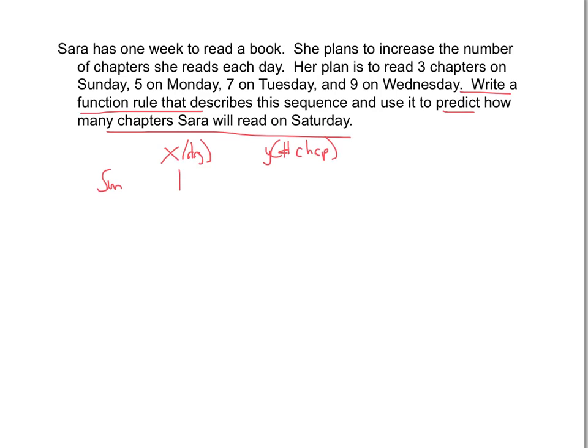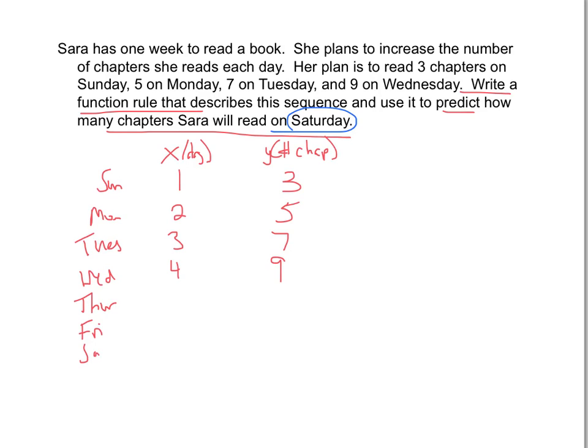Which is day 1, she's going to read 3 chapters. On Monday, which is day 2, she's going to read 5. On Tuesday, which is day 3, she's going to read 7. And on Wednesday, which would be day 4, she's going to read 9. Now, if this was simply a matter of seeing how many chapters she reads on Saturday, we could just continue our pattern and go Thursday, Friday, Saturday, which would be days 5, 6, and 7, and look at our pattern here, in which case we see that each one is increasing by 2.